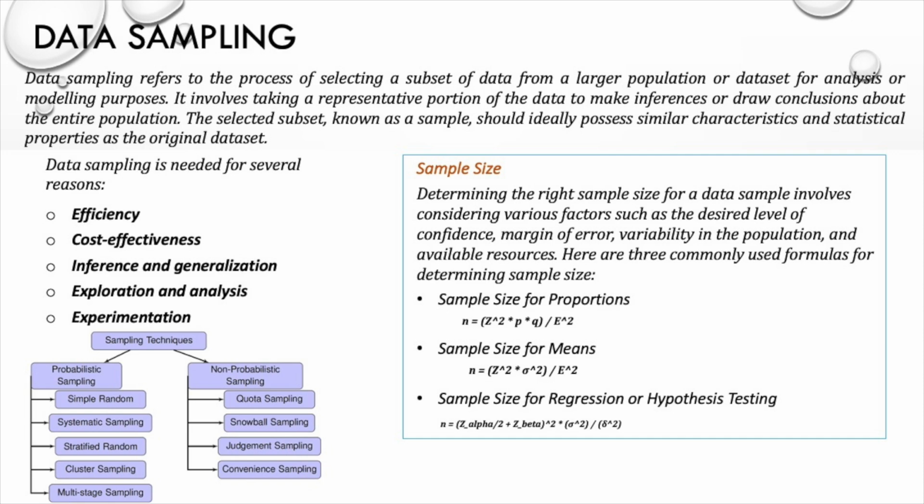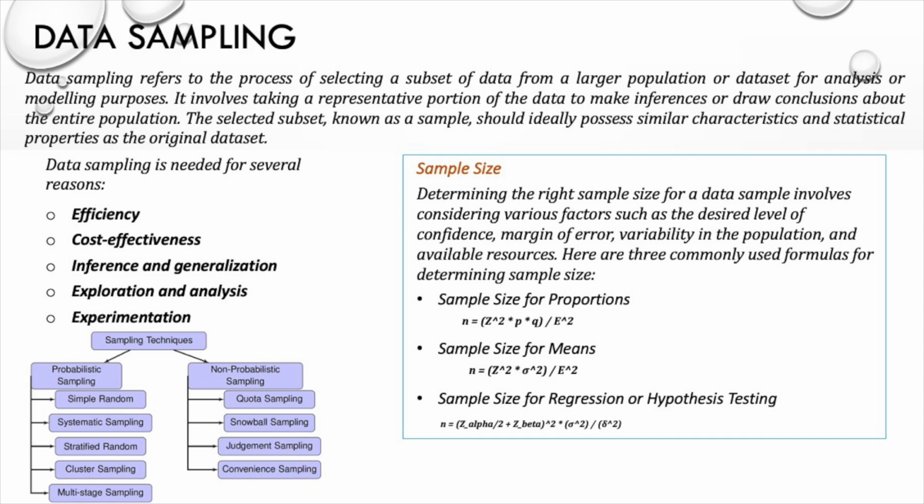Simple random sampling. This is the most basic form of sampling, where each observation in the population has an equal chance of being selected. In simple random sampling, a subset of data is selected entirely by chance. It ensures that each element in the population has an equal probability of being included in the sample, making it representative. Random number generators or lottery methods are commonly used to implement this technique.